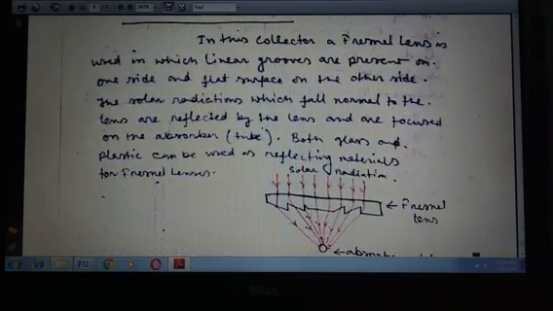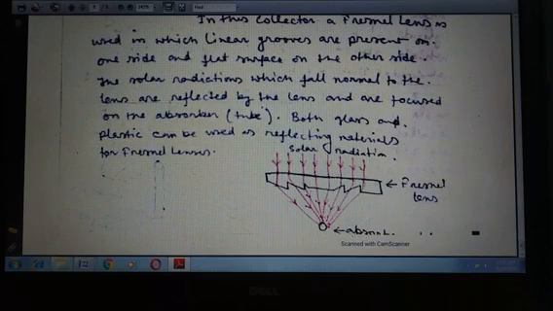And these are the lens type collectors. In these collectors, linear grooves are present on one side and a flat surface on the other side. The solar radiation falls normal to the lens, is refracted by the lens, and is focused on the absorber tube. Both glass and plastic can be used as the lens materials. So this is the lens, this is the solar radiation, and this point is the absorber.